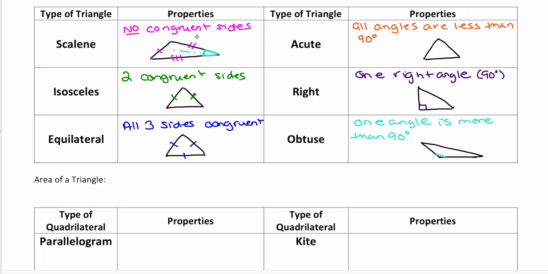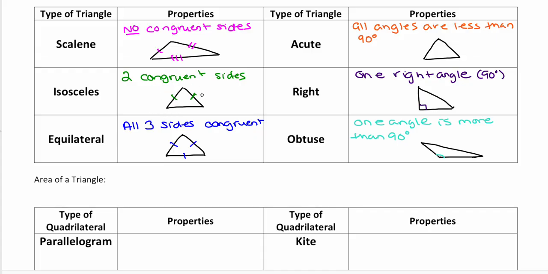So in a triangle only, the angle opposite the smallest side is the smallest angle. The angle opposite the medium side is the medium angle, and the angle opposite the largest side is the largest angle. So that holds true with an isosceles triangle as well.